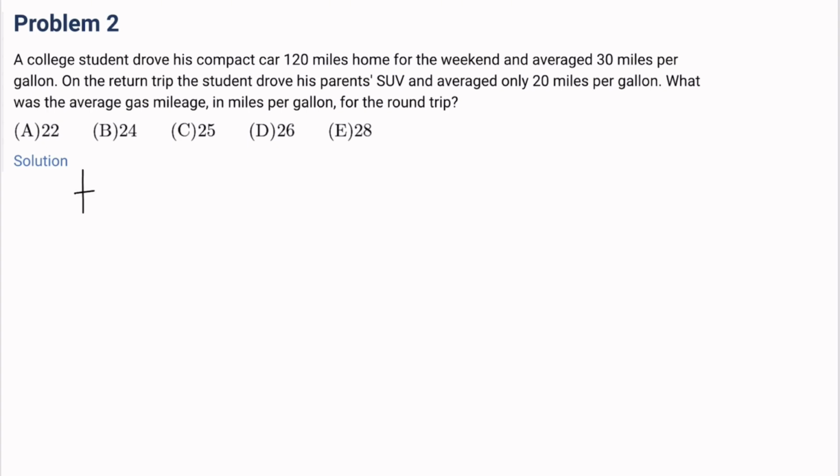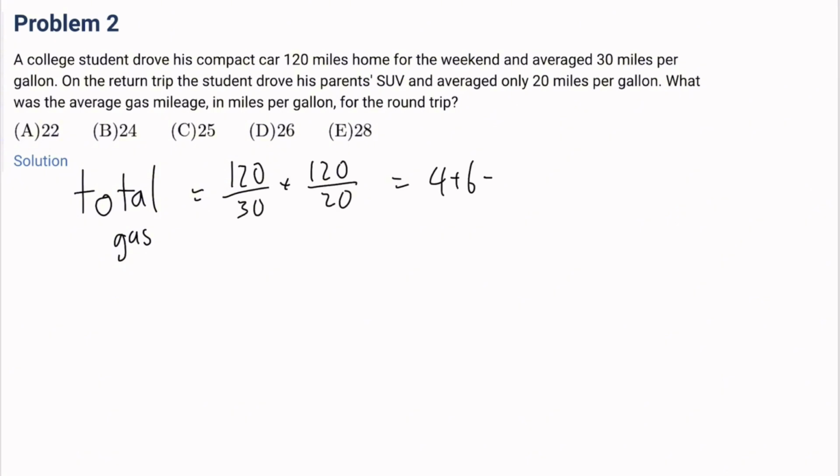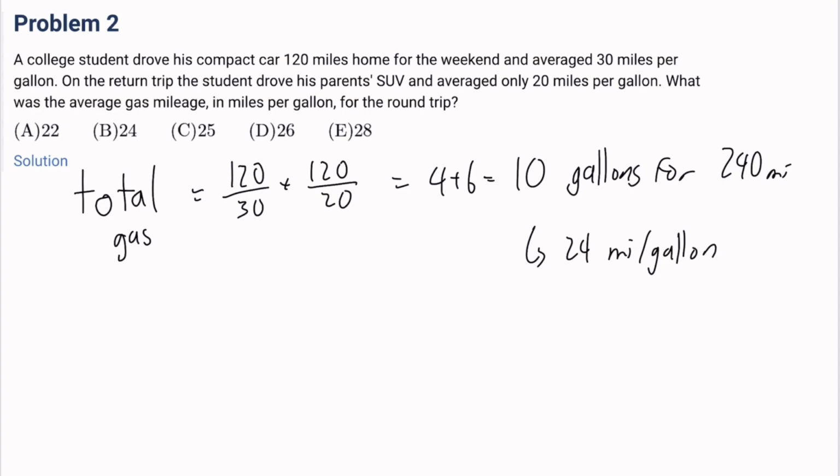Okay, so the total amount of gas used is going to be equal to 120 over 30 plus 120 over 20, right? So this is going to be equal to 4 plus 6, which is 10 gallons. And this was for a total of 240 miles traveled. Right, so it's 24 miles per gallon average. So it's 24, it's B.